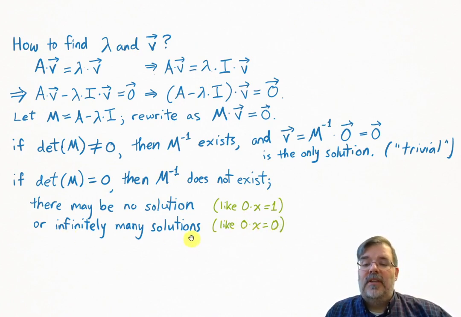We're very interested in this case right here. Can we identify infinitely many solutions for v and the corresponding lambdas? So we'd like to focus our attention on this possible case, when this matrix M has determinant 0.